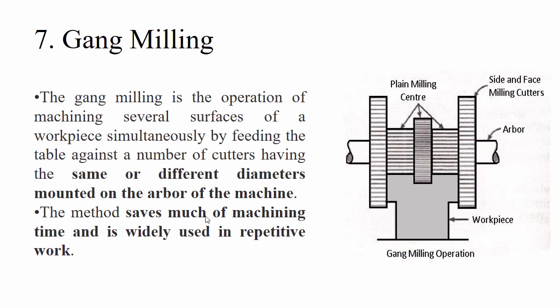So the method saves most of the time that can be used to produce in different ways, right? It means if I want to produce the product of this shape, I could have gone through 3 different operations if gang milling was not implemented, right? So if these two are removed, I could have removed the material at the end, right?